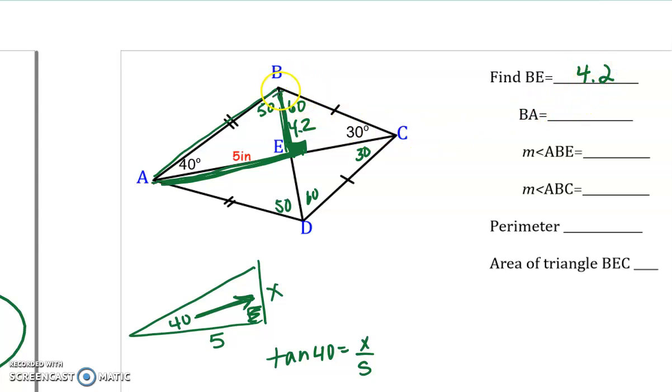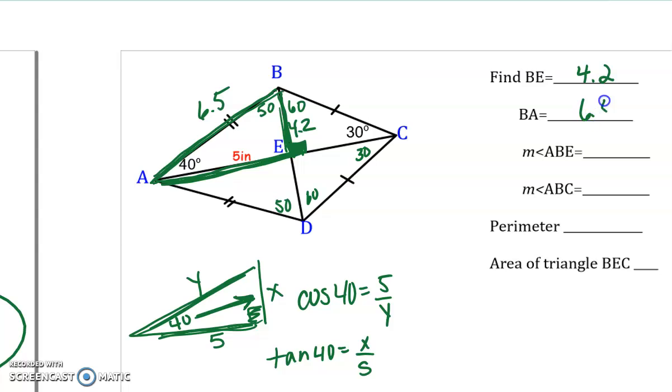Then BA is here, so I could put a y here. I could use trig again. I have adjacent and the hypotenuse, so I'm going to do cosine of 40 equals 5 over y. That's the one where you're going to take 5 divided by cosine of 40. And I'm going to get 6.5. ABE is 50. ABC is 110. Perimeter means I have to find this.